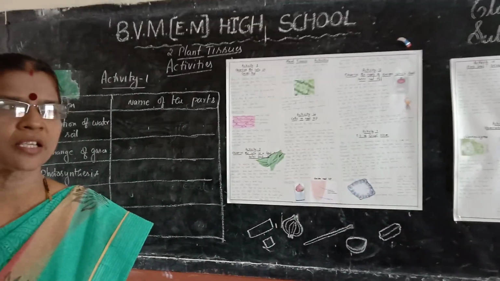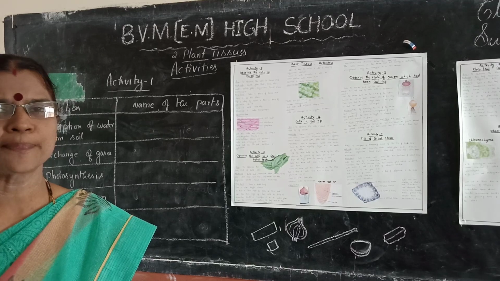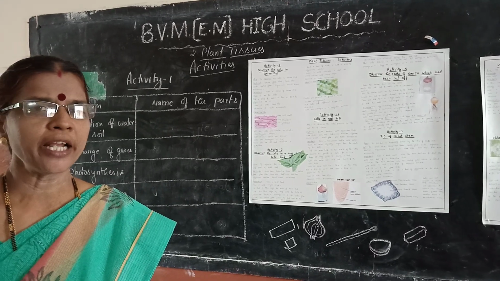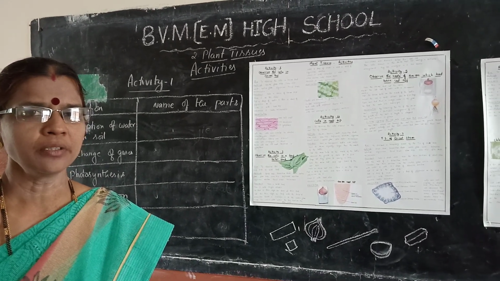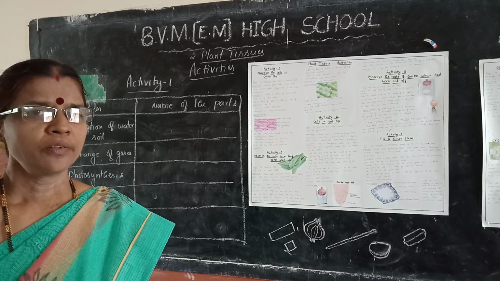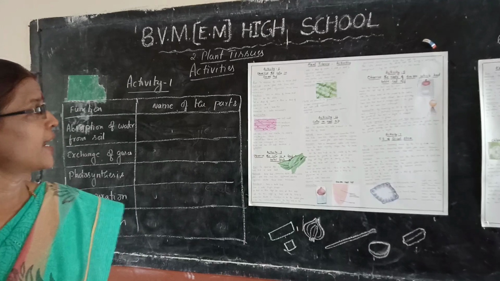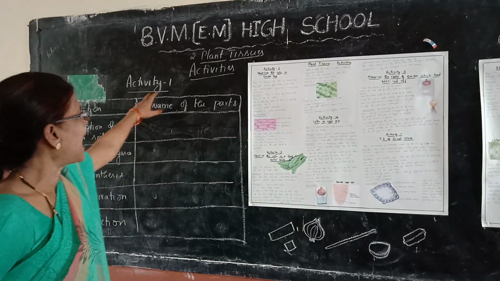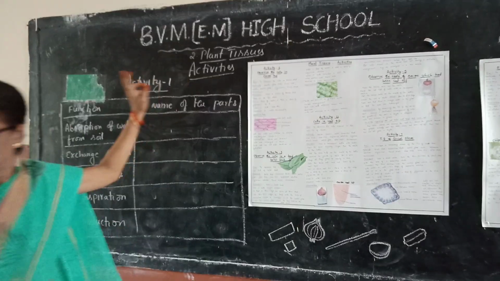In last classes, we studied about 4 types of plant tissues: meristematic tissue, permanent tissue, ground tissue and vascular tissue. Now, let us see the activities of this lesson.